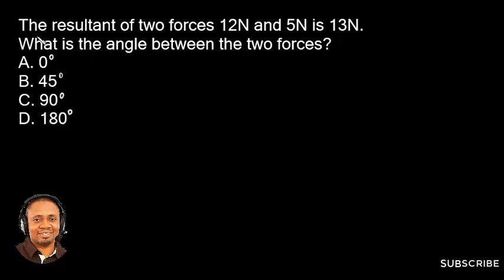This is question 43, JAMB Physics 2018, and the question goes thus. The resultant of two forces, 12 Newton and 5 Newton, is 13 Newton. What is the angle between the two forces? We're talking about the two forces 12N and 5N.